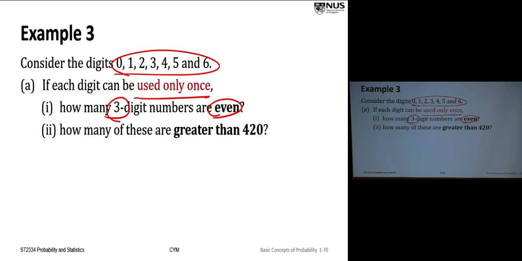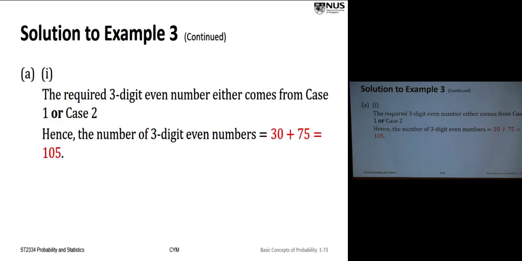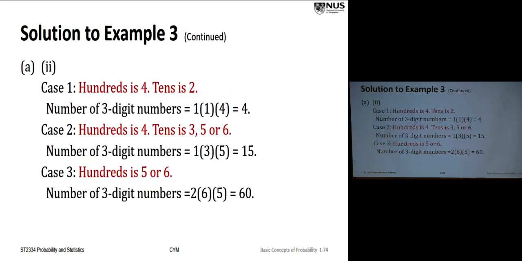Okay. I think we are still referring to a 3-digit number that is greater than 420. Okay, so part 1 is quite straightforward. I mean, not straightforward, but we have discussed something similar. So let's go to part 2. All right, part 2. What is part 2?